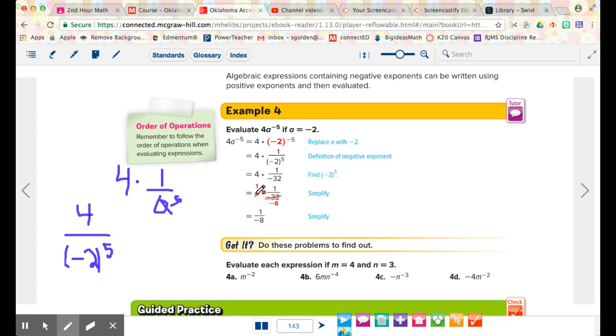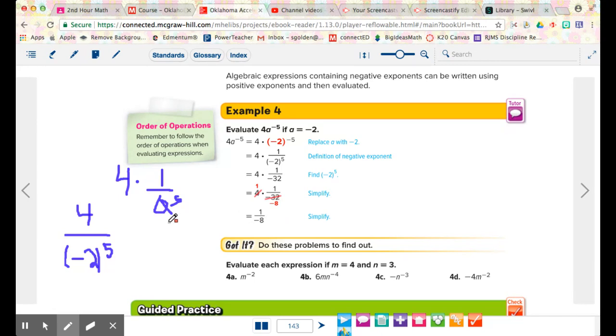So then they said, okay, well, if you put 4 over 1 and make it a fraction, we're multiplying fractions. So they cross-canceled and said, okay, so 4 divided by 4 is 1, negative 32 divided by 4 is negative 8, and then said 1 times 1 is 1, over 1 times negative 8 is negative 8.